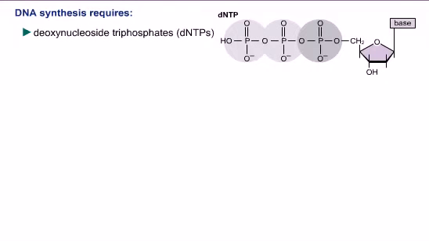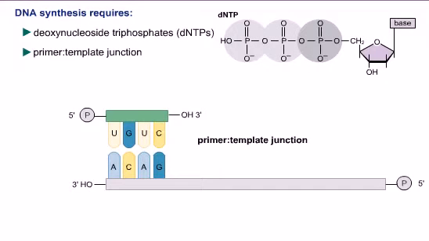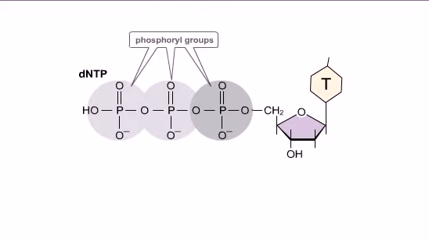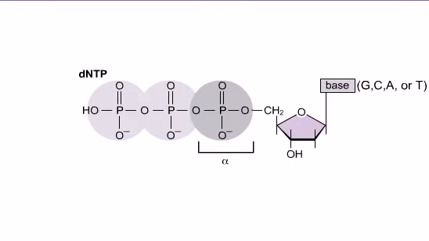DNA synthesis requires deoxynucleoside triphosphates and a primer-template junction. Each of the four dNTPs, dGTP, dCTP, dATP, and dTTP, has three phosphoryl groups which are attached via the 5' hydroxyl of the 2' deoxyribose. The phosphoryl group closest to the ribose is the alpha phosphate, the middle group is the beta phosphate, and the outermost group is the gamma phosphate.